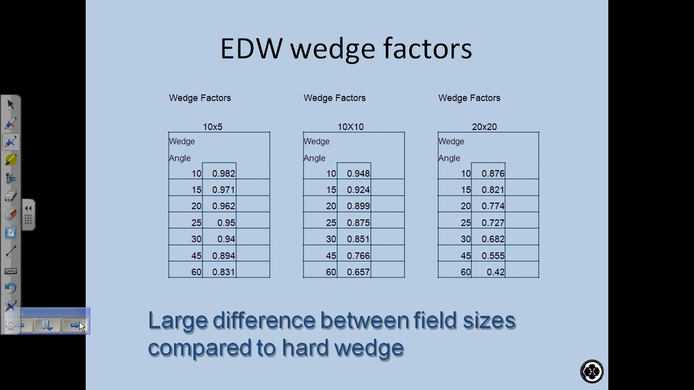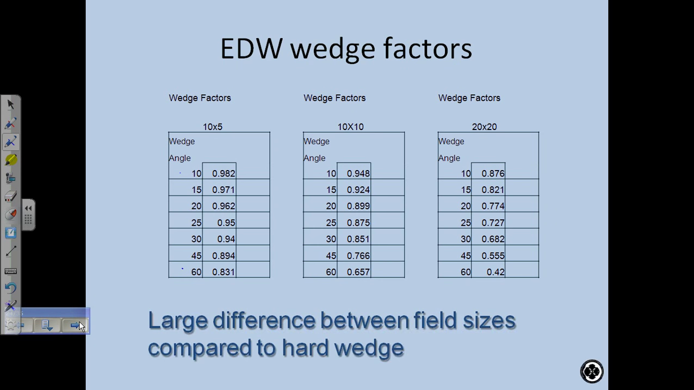So with this, the biggest factor that affects the wedge factor is the field size. If we pick a 10 by 10, for example, it goes from 982, 948 to 876. Then we pick a 30, 94, 851, and 682. See, there's a huge jump here between the 20 by 20 and the 10 by 10. And what about the wedge angle? Between a 10 degree EDW and a 60 degree EDW, the wedge factor doesn't change all that much.